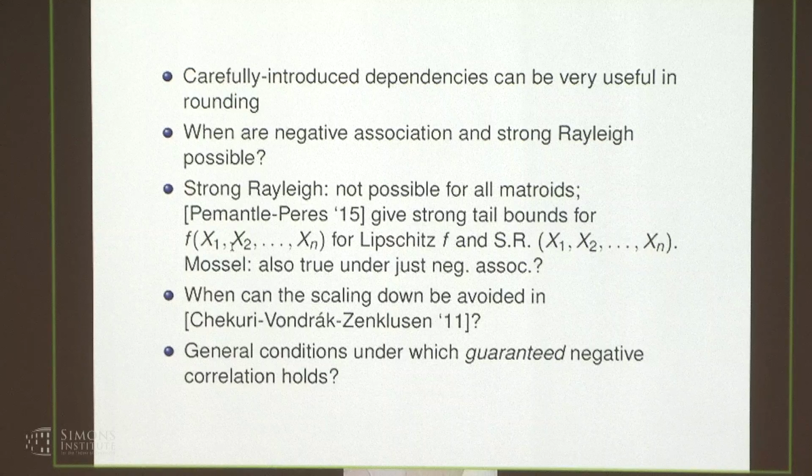I'll close with two specific questions. One is, like I said, in the Chekuri-Vondrak-Zenklusen setting, it'll be very interesting to see in what circumstances you can avoid the scaling down by 1 minus gamma. It's a very interesting open question. And finally, if you recall the guaranteed negative correlation from the work with Bansal and Svensson, we had it under certain specific circumstances. Can one give general conditions under which such things will hold? And I'll stop here. Thank you.